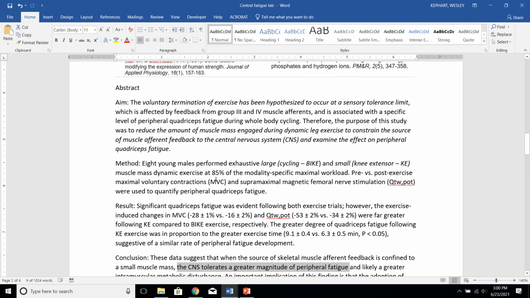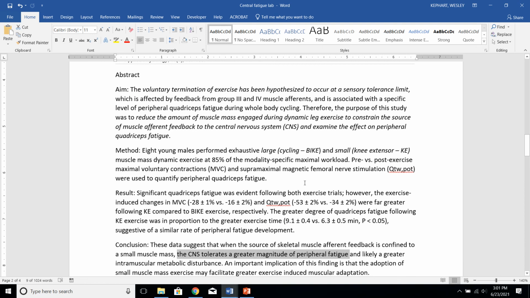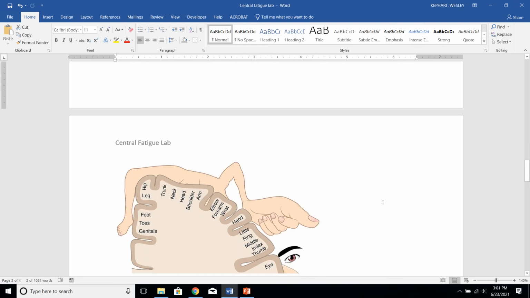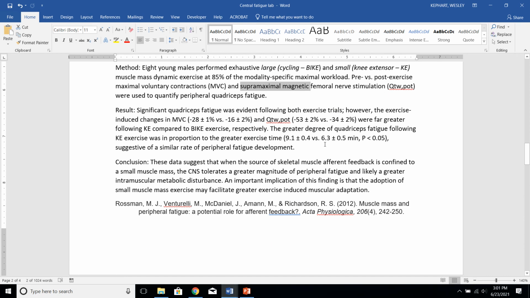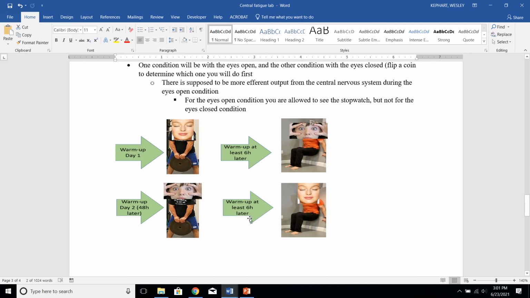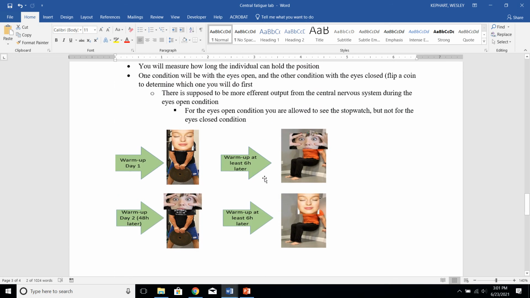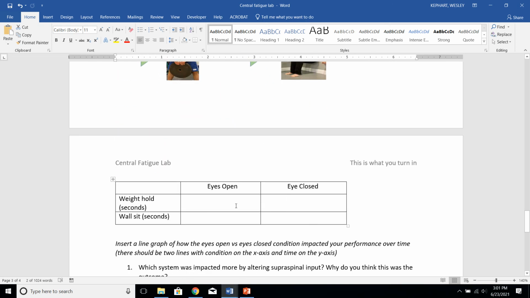I mean, they did a lot of cool stuff. You can check out the study and read it if you so wish. I think you should, because they do a super maximal magnetic femoral nerve stimulation. Very interesting stuff. Basically, in a way, kind of shocking their nerve to contract 100%. But that's neither here nor there, because they were really just looking at peripheral fatigue, but what you're looking at is really more central fatigue. So again, that's what I want you to be doing with this. So read this. I could explain it again if you want, or contact me if you're having any problems. But that's really the crux of this lab, and this is what you're going to be filling out.